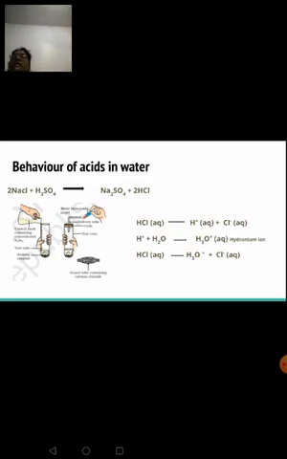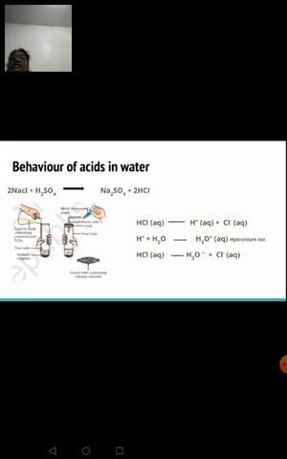Now, let us study the behavior of acids in water. What happens to acid when it is dissolved in water? When hydrochloric acid is dissolved in water, it dissociates into hydrogen ions and chloride ions. One thing you should remember, these hydrogen ions are highly unstable. They cannot exist alone. So, they combine with water and form hydronium ion, H3O+.